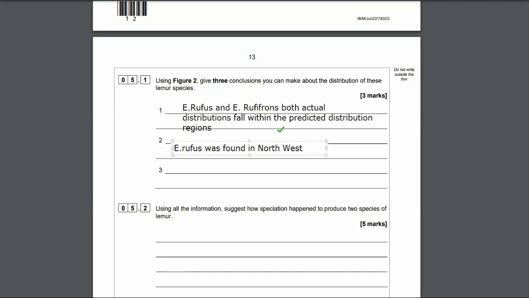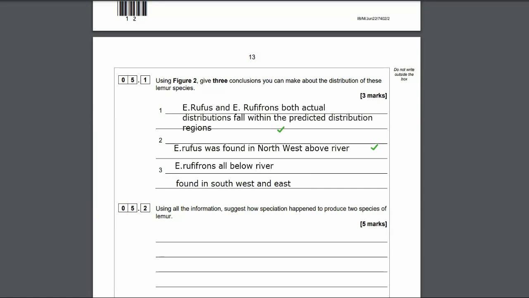I can also say that E. rufus was found north of the river, or to the northwest above the river, and I can say that E. rufrions was only found south of the river, or if I want to be funky, southwest of the river. Okay, so it was found in the southwest and southeast, wasn't it? The little black triangles were on both sides of the map. So I can 100% make a statement that E. rufrions were all below the river because none of them were found above the river.